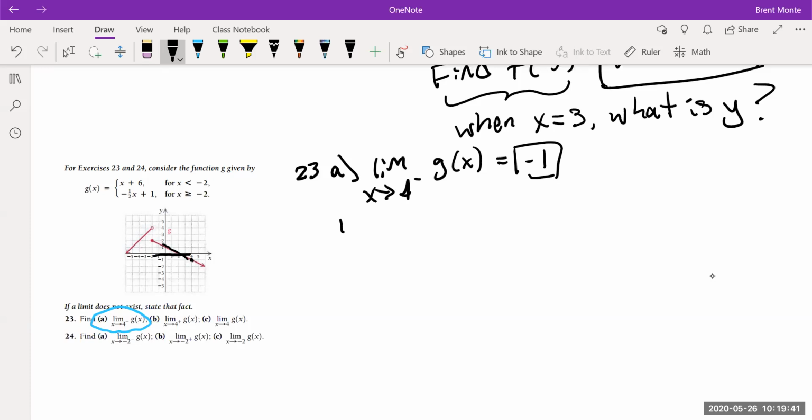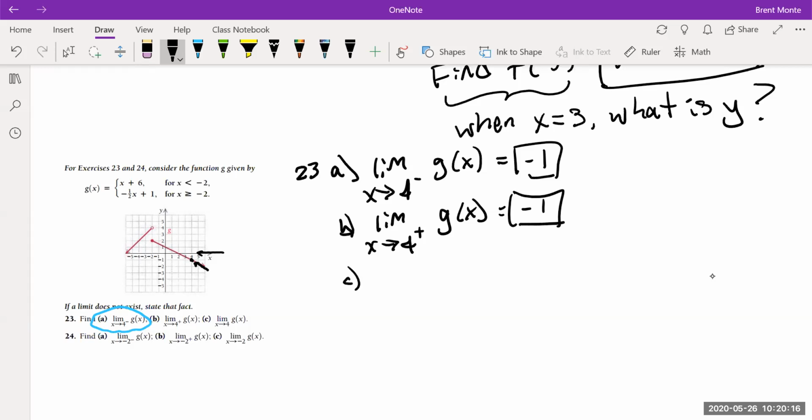B says, what happens when you take the limit as x approaches 4, but coming in from the right-hand side, of g of x. Well, we still have that same point. Now we're coming in from the right. So x is coming in this way, which means we're coming up this way on the curve. And we're getting really close to -1 as our y value again. Remember, those function values are y values.